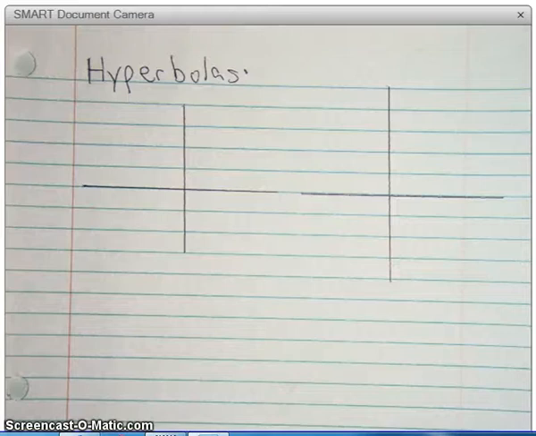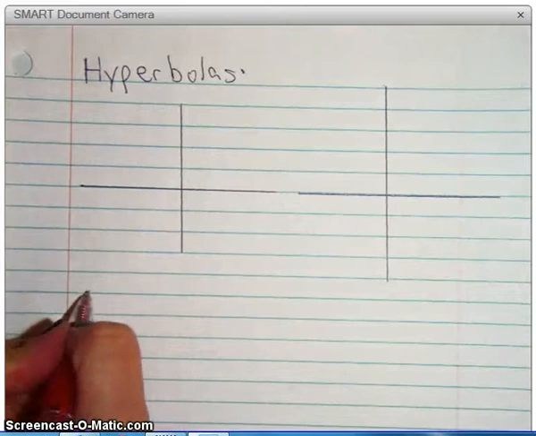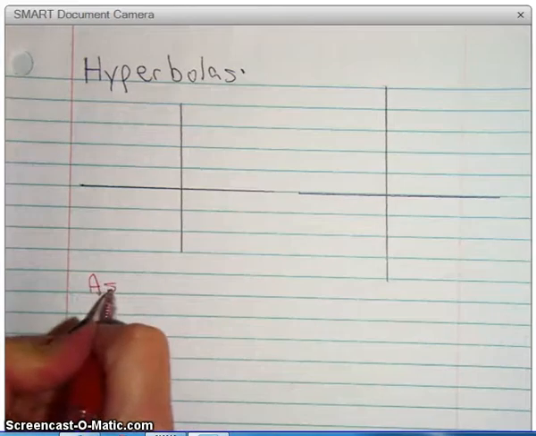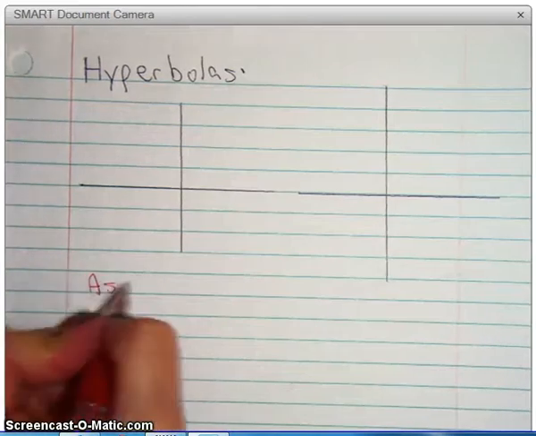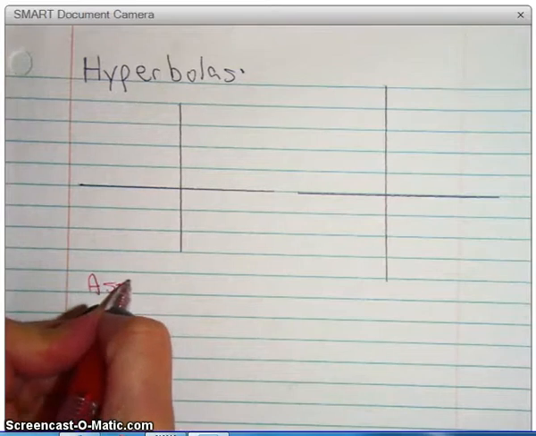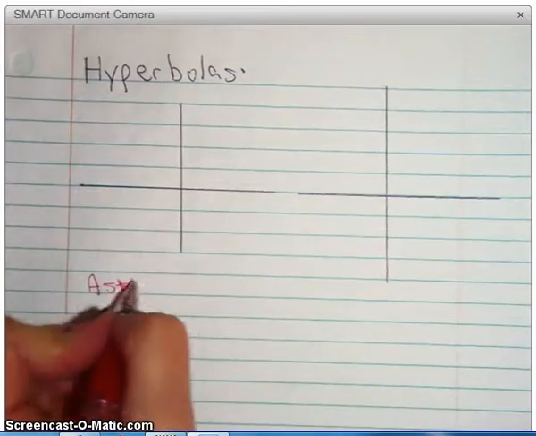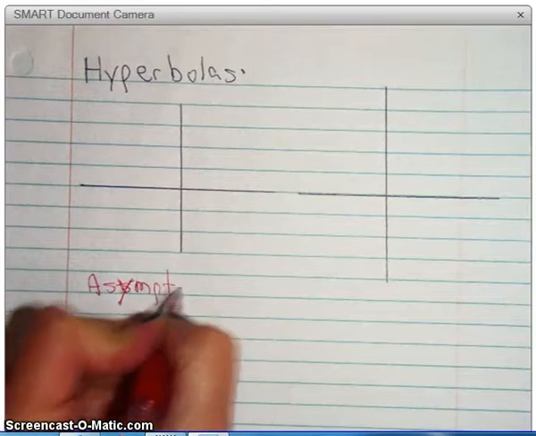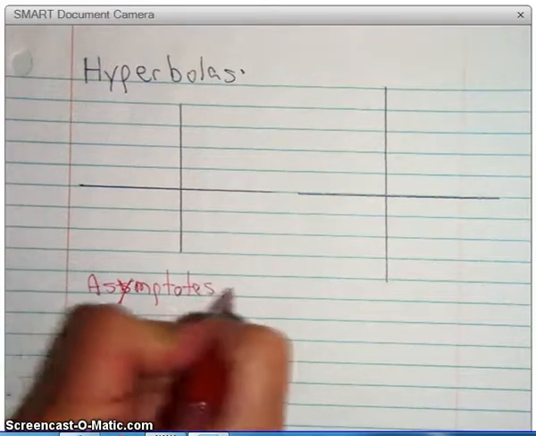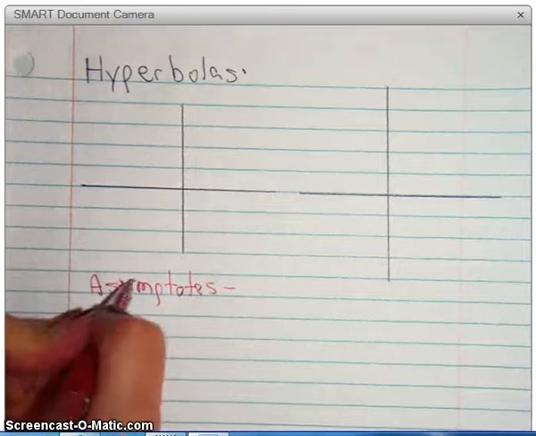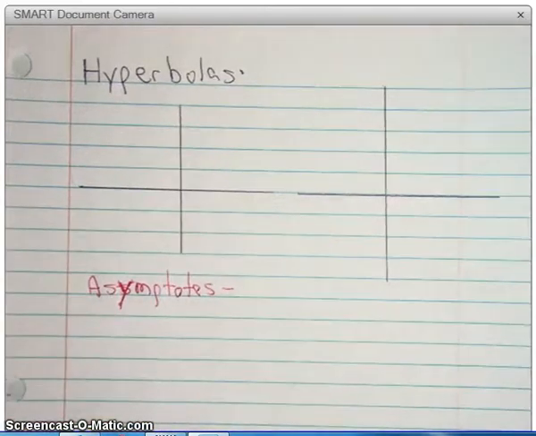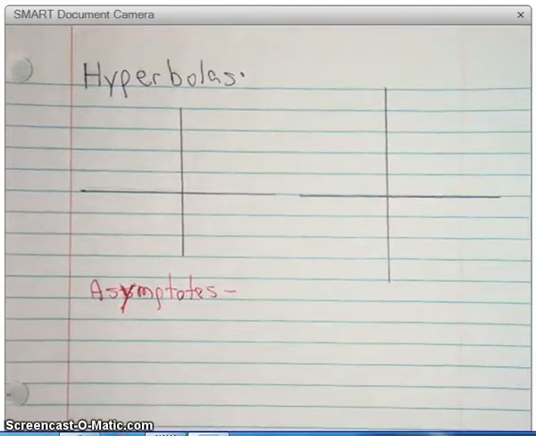First of all, hyperbolas are made up of things called asymptotes. Asymptotes. Oh, there's no double S's, sorry. A-S-Y-M-P-T-O-T-E-S. Asymptotes. Okay?